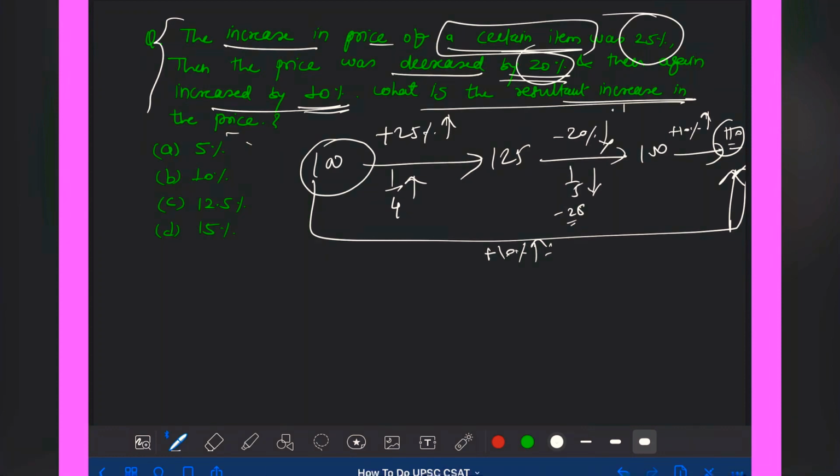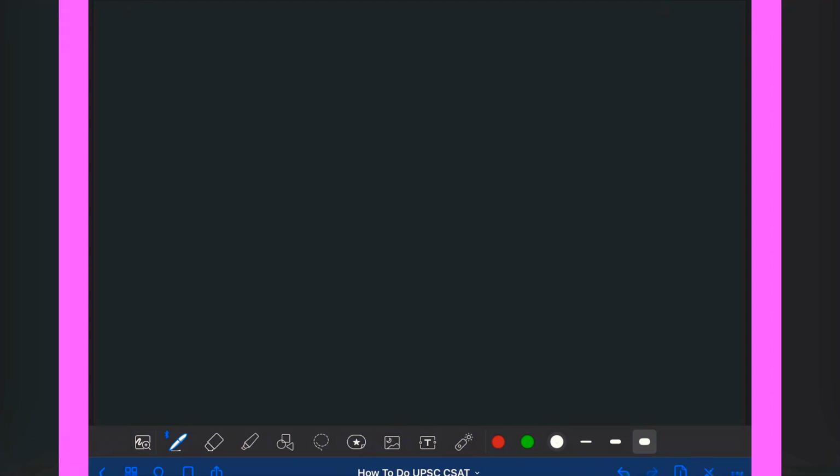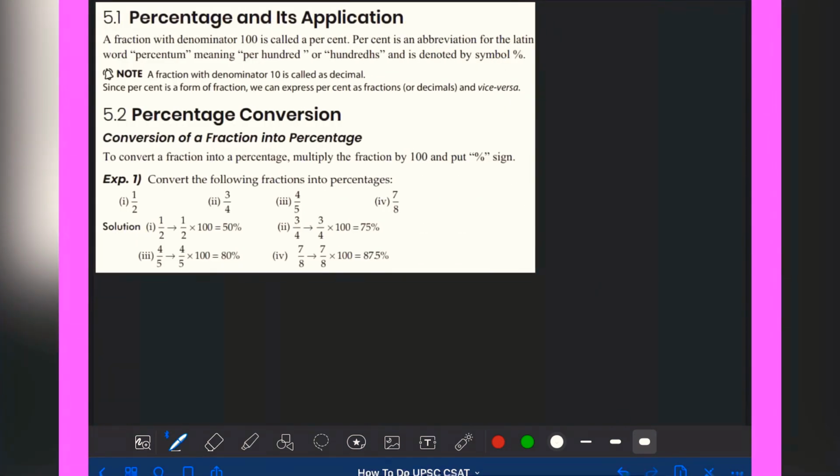The percentage part is very easy. In this session I am going to talk more about percentage, and we'll tell you how you can conquer these small areas.